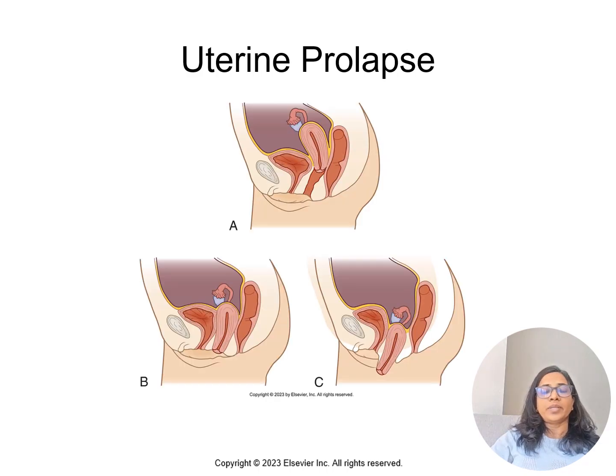There is also a picture of those conditions. You can see the first, second, and third degree, or very advanced, uterine prolapse. So they usually divide it into grade 1, grade 2, or first, second, or third degree prolapse.